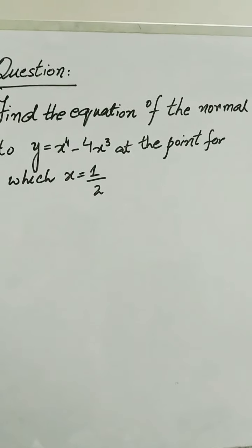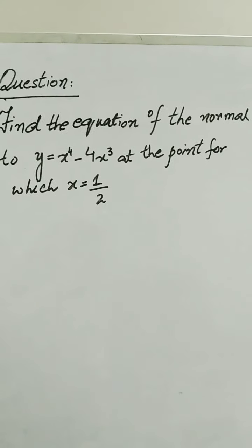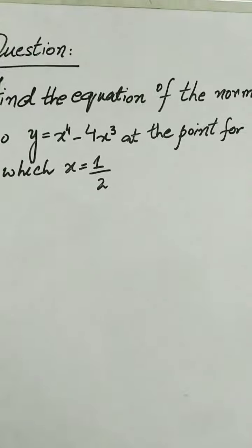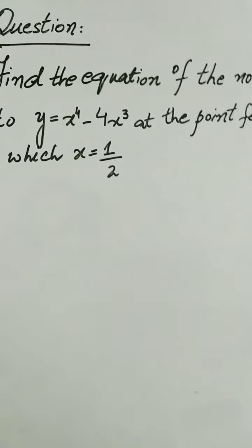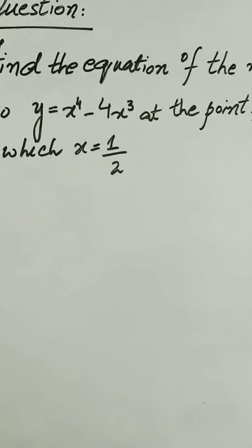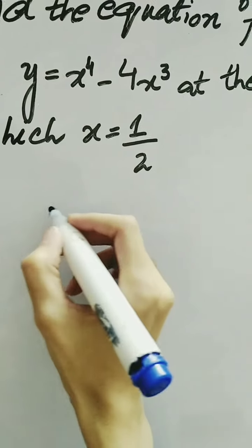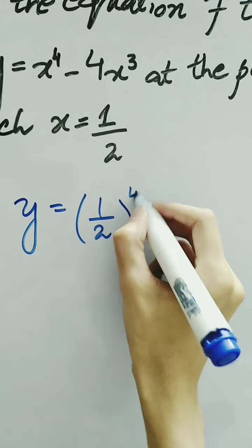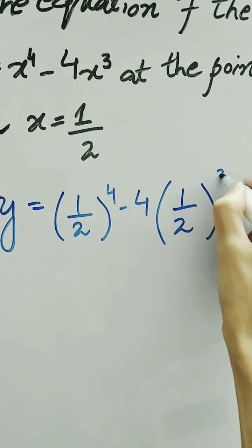Now with this question, we are going to conclude our lesson, in which we have to find the equation of the normal for which the function is given as y equals x to the power 4 minus 4x cubed, and the point is given as x equals 1 over 2. So first of all, we will find the value of y with the help of the value of x. y equals 1 over 2 raised to the power 4 minus 4 times 1 over 2 raised to the power 3.